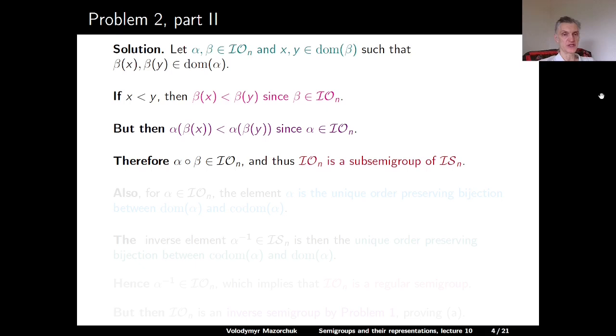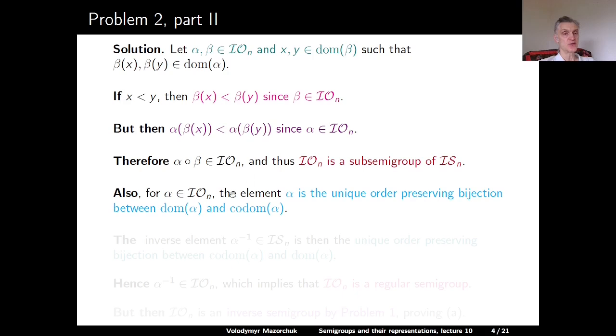This means that the composition of alpha after beta is an element of ION because it preserves the order. If x is smaller than y, then alpha after beta of x is smaller than alpha after beta of y. And this means exactly that ION is a subsemigroup of ISN.